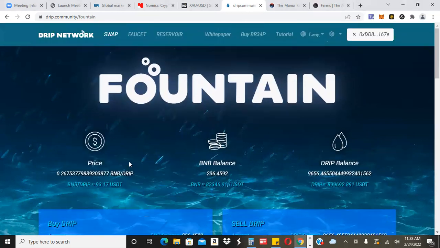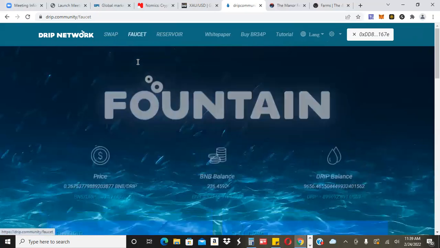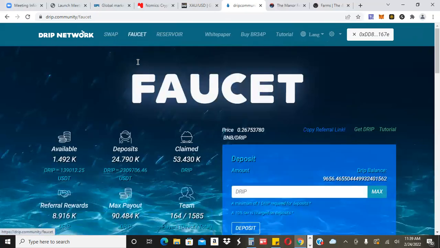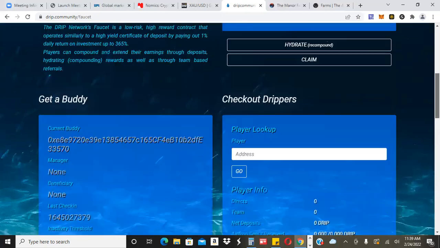Let's see here. The price of Drip, $93. Not too surprised, guys, with what's going on. The entire market is down, so not really overly concerned. As you can see, the faucet is doing its thing, paying out that 1% a day. Even with the low price, I still got a nice chunk of change here. But let's get this thing going.